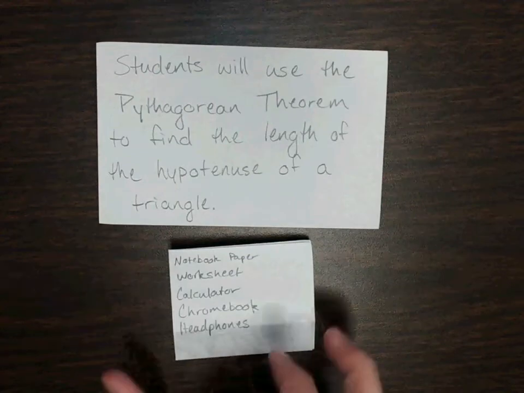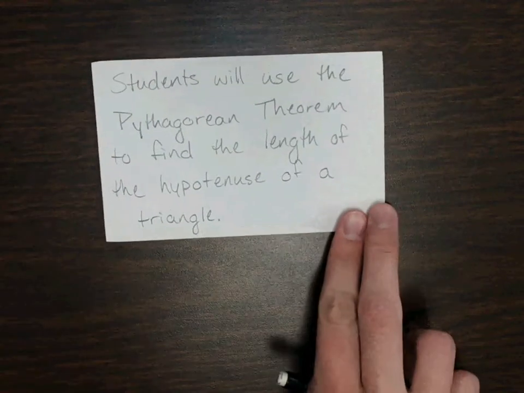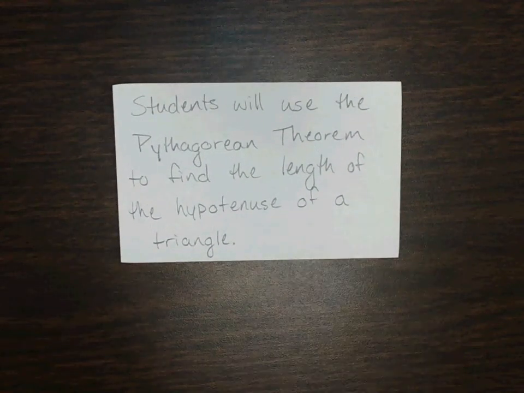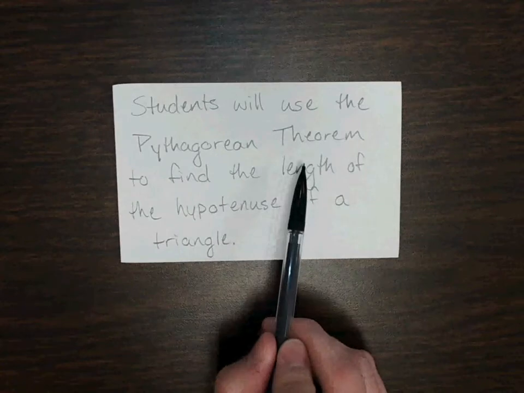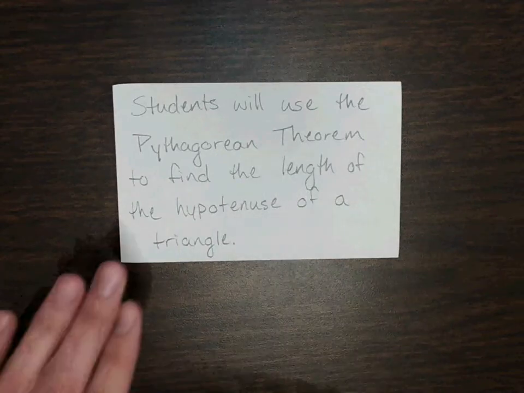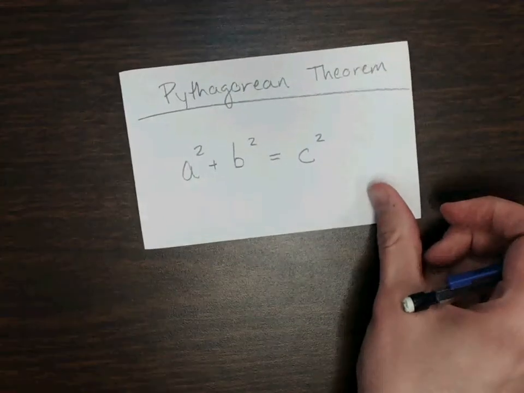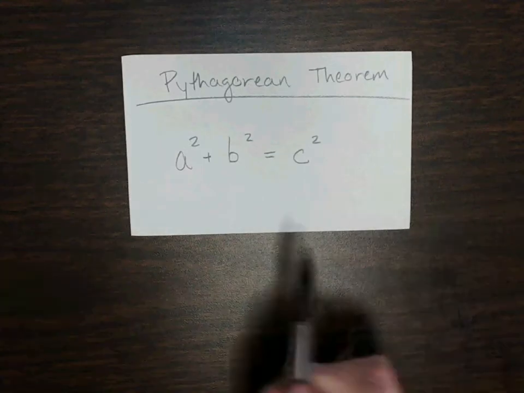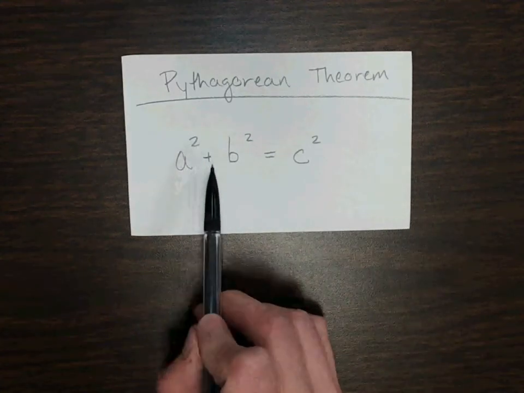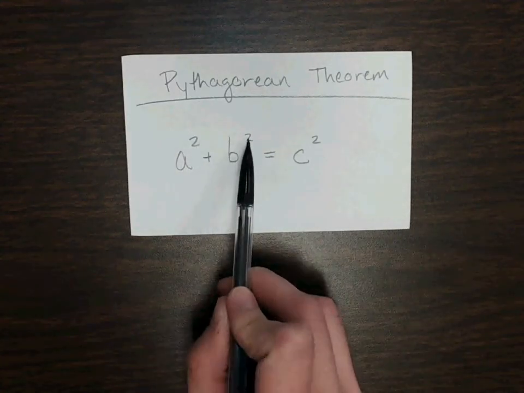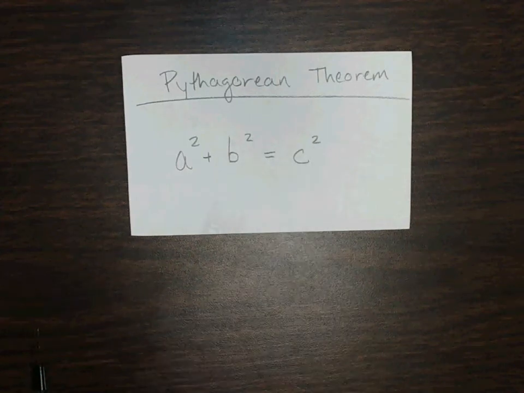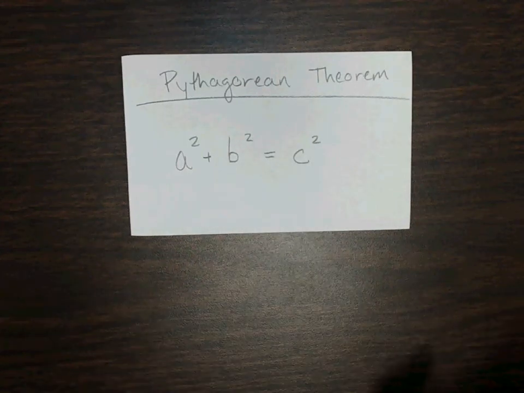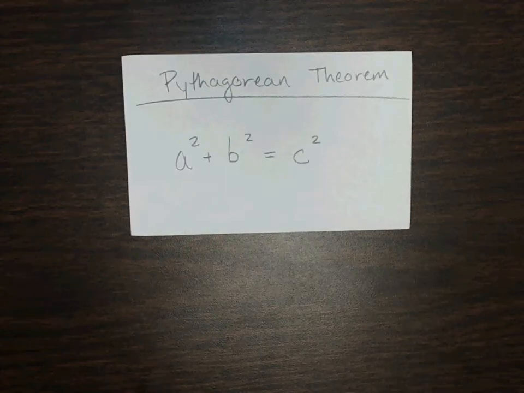So, before we can do this, we have to figure out what some of these things are because we might not know all of them. Students will use the Pythagorean theorem. Let's figure out what that is. The Pythagorean theorem is a squared plus b squared equals c squared. It always is. That just is what it is.